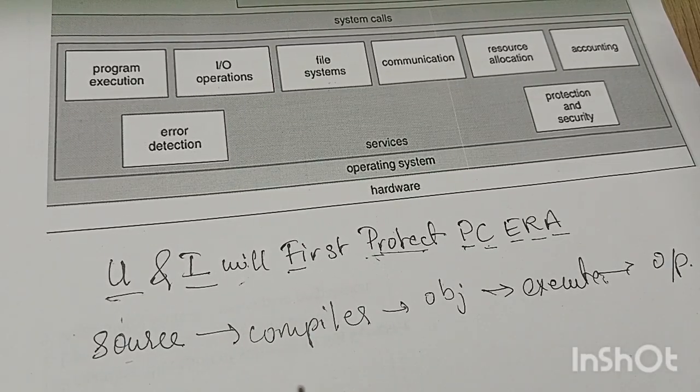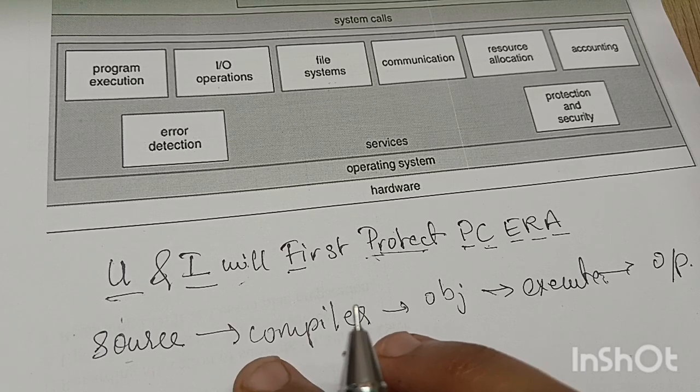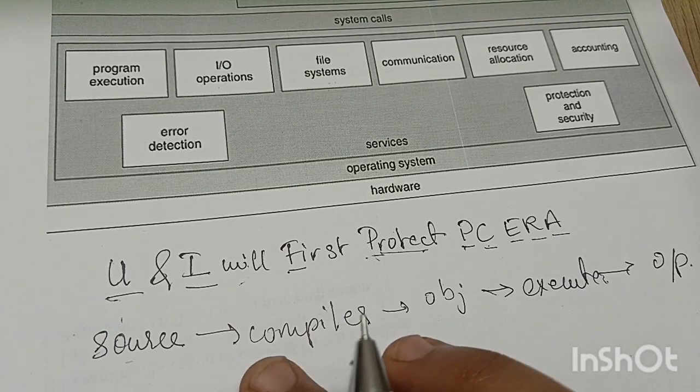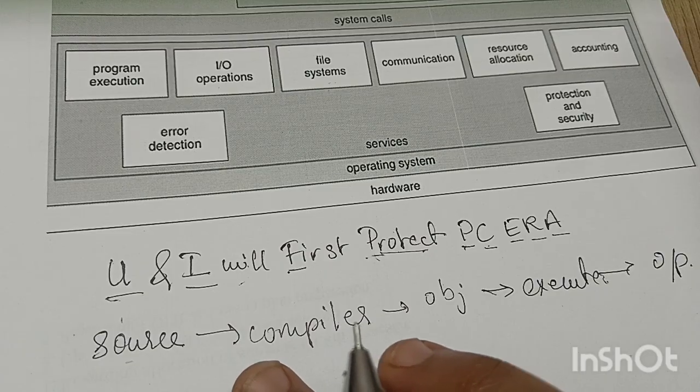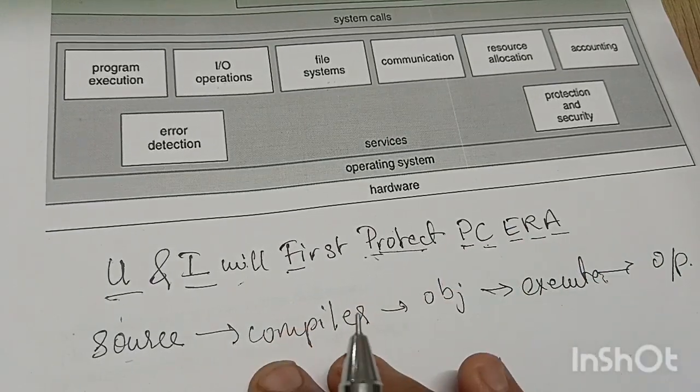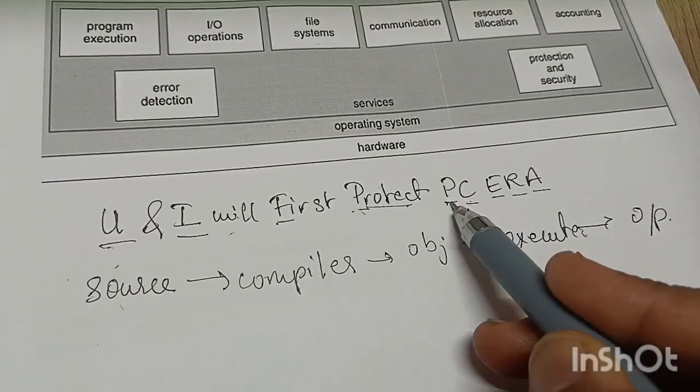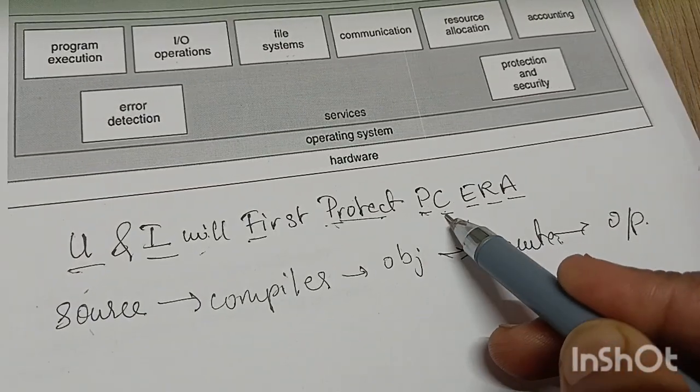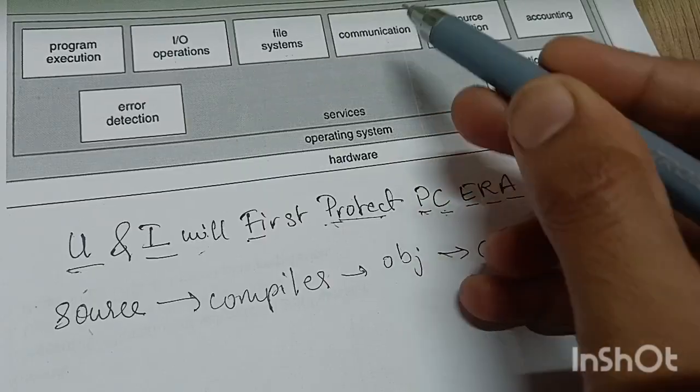That means the OS is providing for execution of the program, and it must be first loaded into your main memory for any program execution. So that is for your P. Now coming to the next, we have C. C stands for communication.